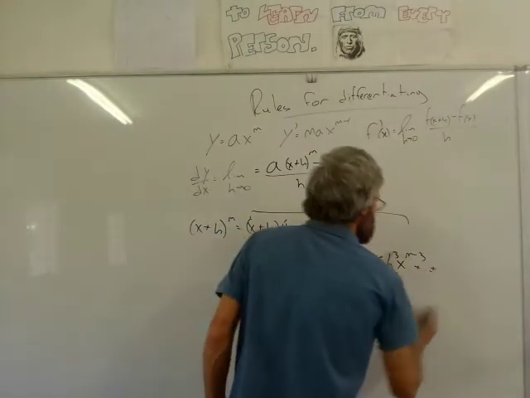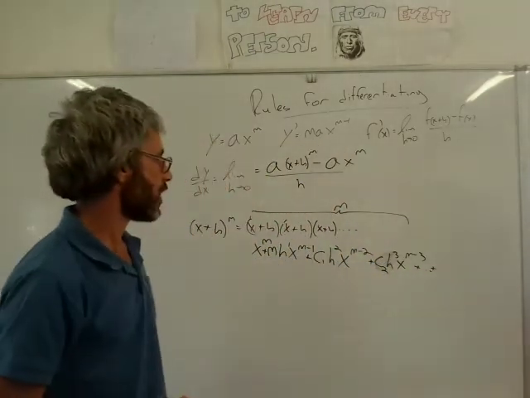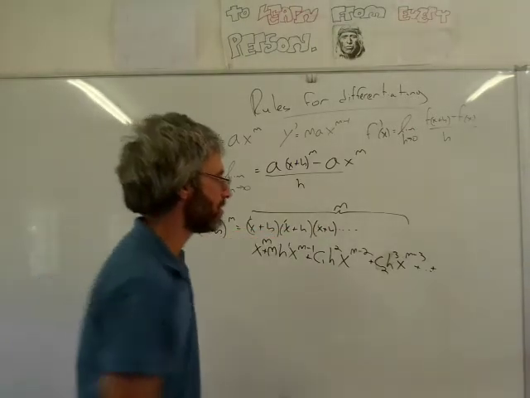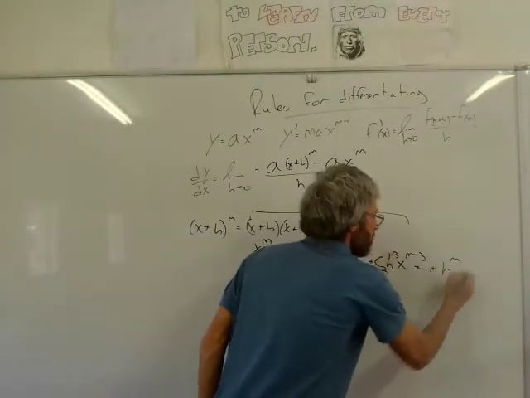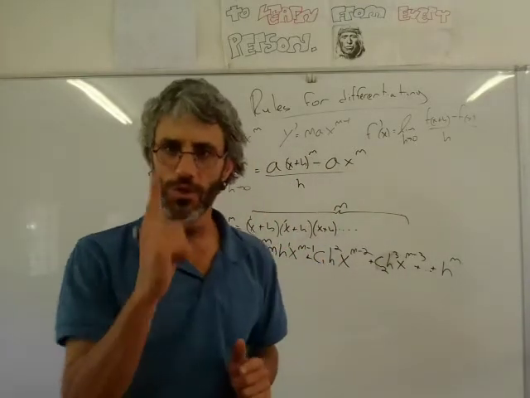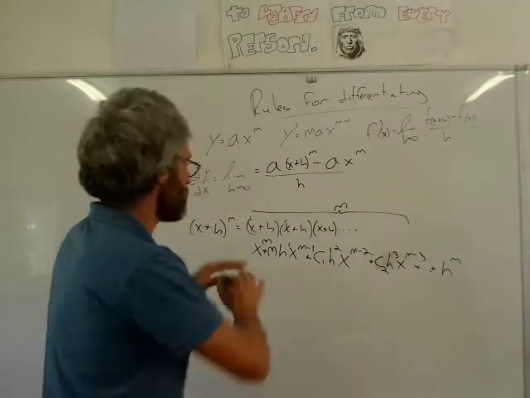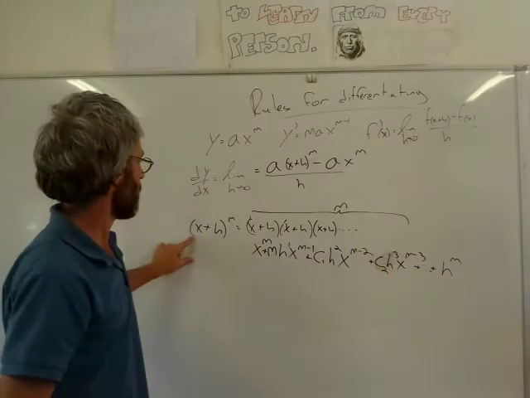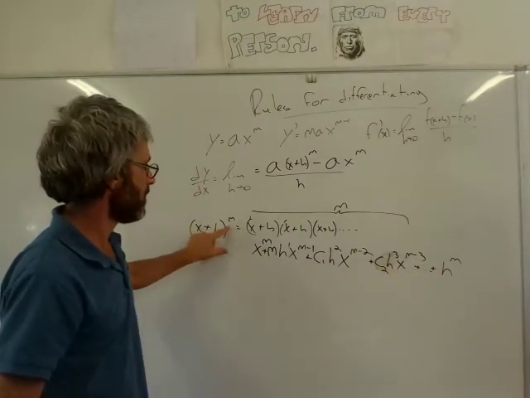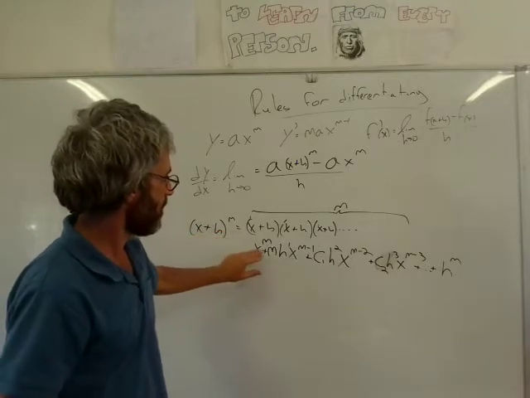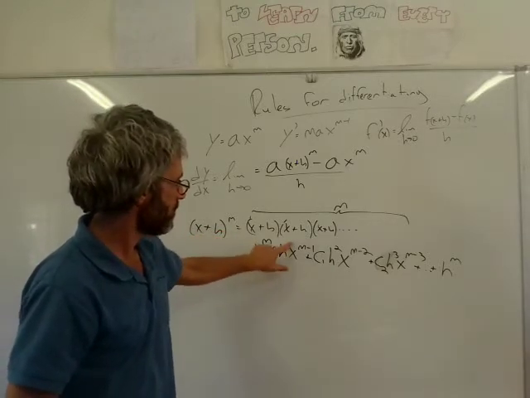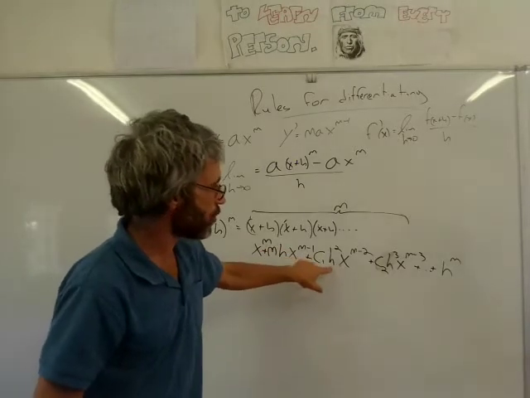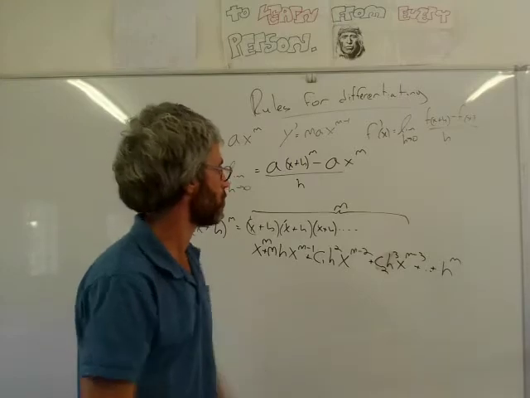Okay, what will be the last term? The last term will simply be h times h times h times h, so it's just going to be h to the power n, with no x's and no numbers, because it's just one of them. Okay? So this is the whole thing. If I expand (x plus h) to the power n, I'm going to get x to the power of n plus nh x to the n minus 1 plus a constant h squared times x to the n minus 2 and so on and so on.